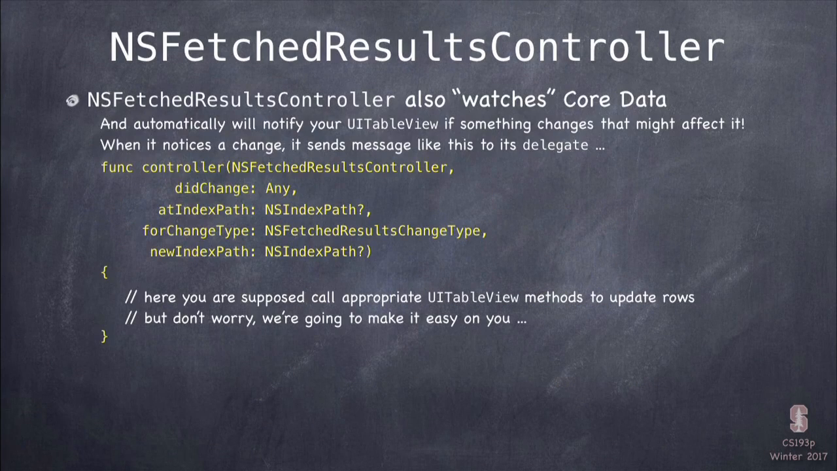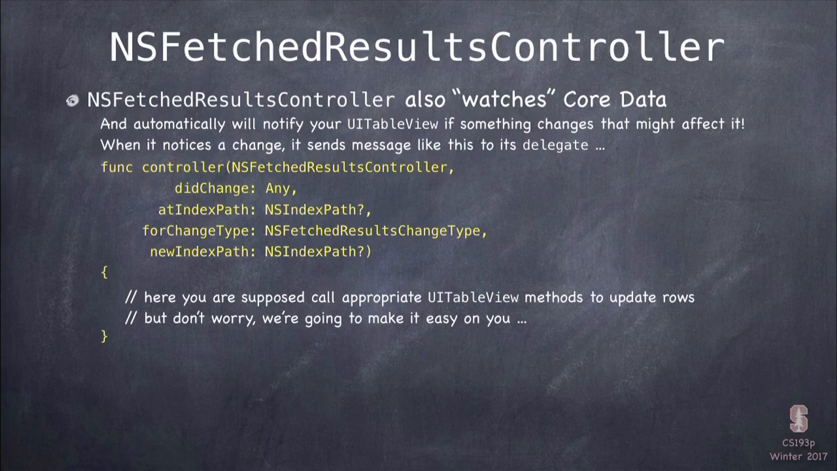Now, I told you that NSFetchedResultsController watches Core Data. It sees changes happening in there and it updates it, and it does that with its delegate. Okay? Its delegate wants to be the table view controller, because it's going to tell the table view controller, and it sends messages like this. So this is a typical NSFetchedResultsController delegate method. Controller did change, add index path, for change type, and here's the new index path. Okay, and these change types might be deleted or inserted or modified or whatever.